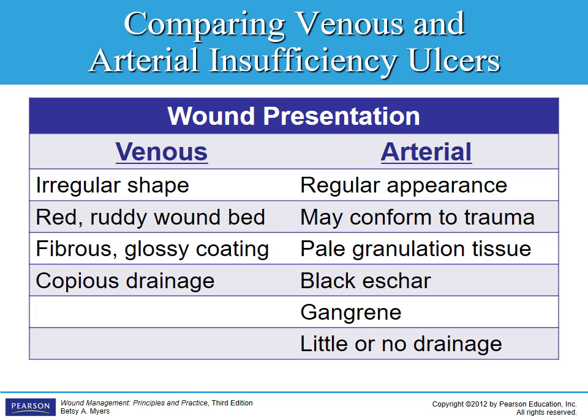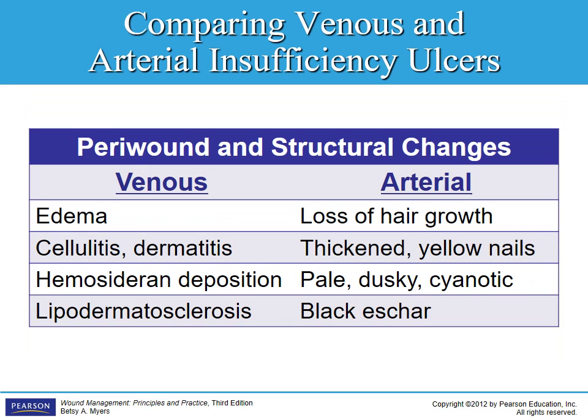Whereas an arterial wound has a very regular appearance, meaning, remember I talked about the punched out look, so it's a perfect circle. Looks like somebody took a hole punch and just punched it out. Very regular, uniform appearance. It may conform to trauma. You're going to have very pale granulation tissue because you don't have a lot of blood flow. You're going to see black eschar. You're going to see gangrene, and you're going to see little or no drainage because, again, there's not a lot of fluid getting down there.